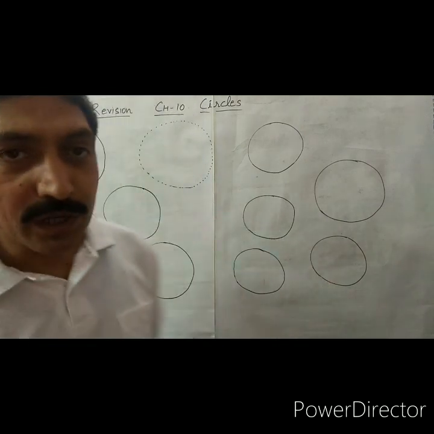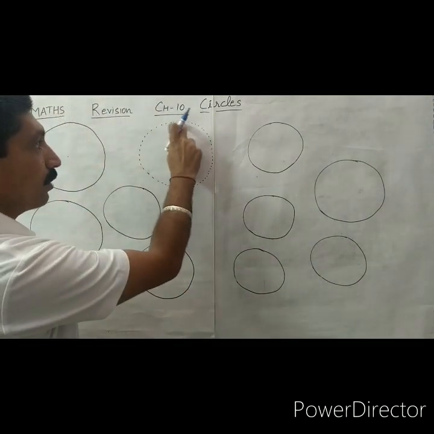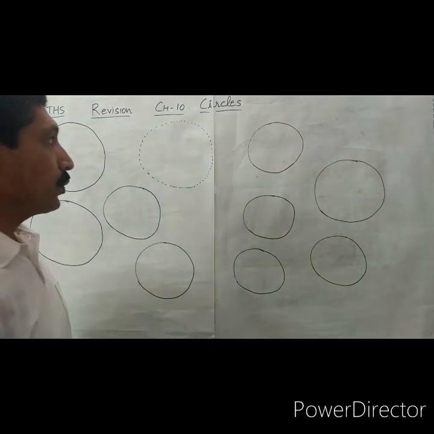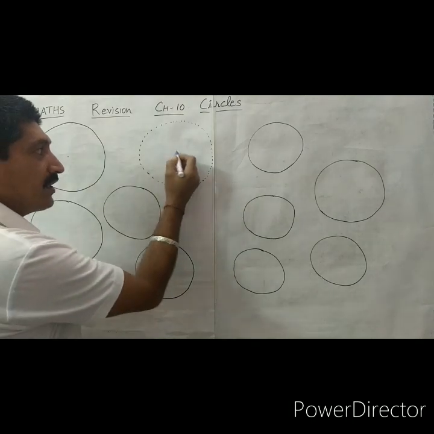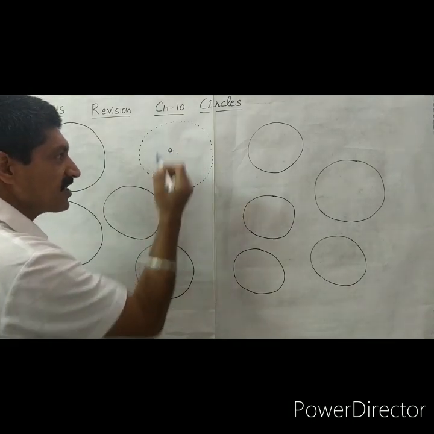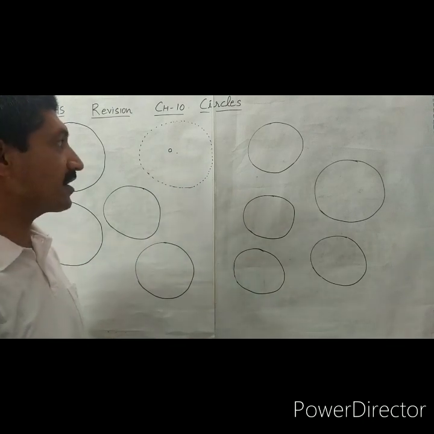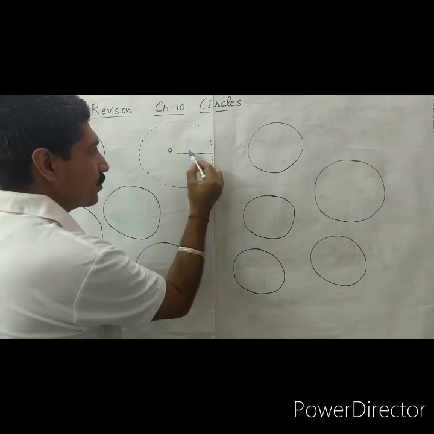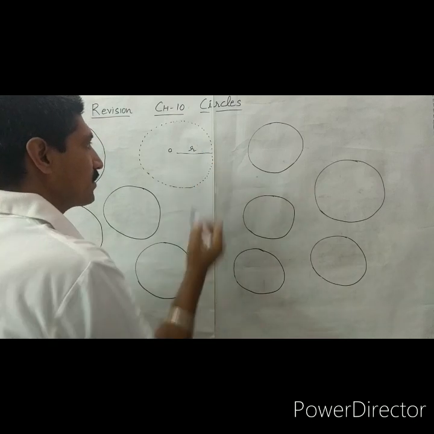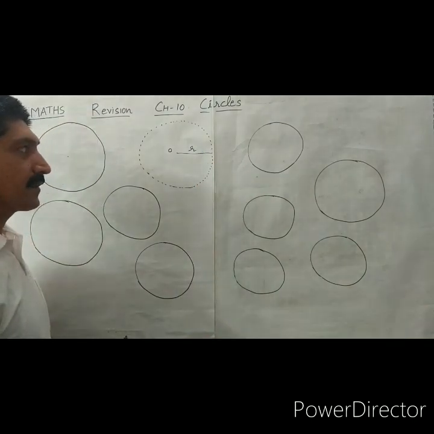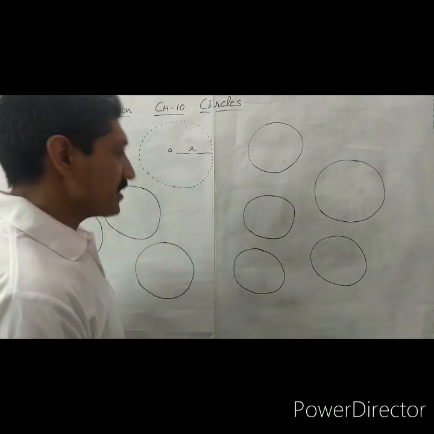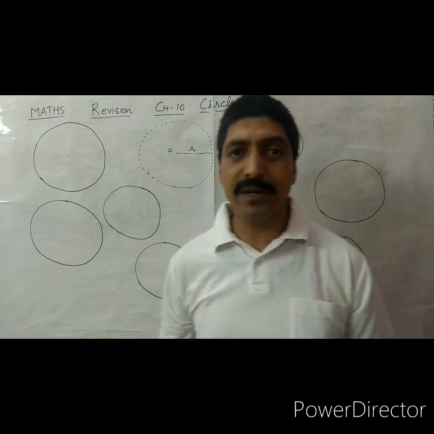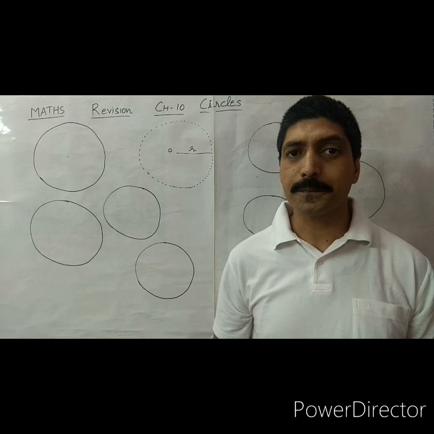So the collection of all those points on a plane which are equidistant from one fixed point called the center of a circle, and this fixed distance is called the radius of a circle. R is called the radius of a circle. We have discussed in detail what are the chords, what is the segment, what is a sector.